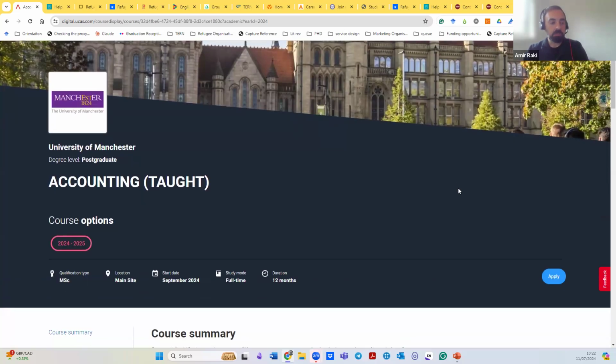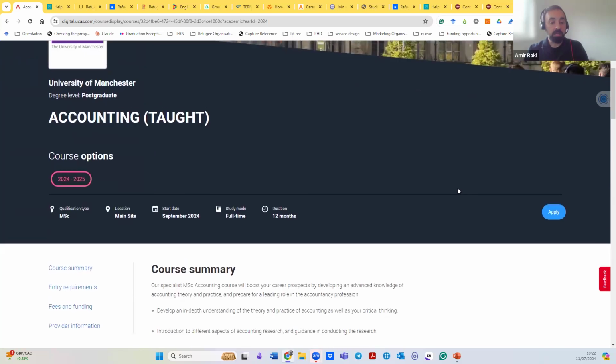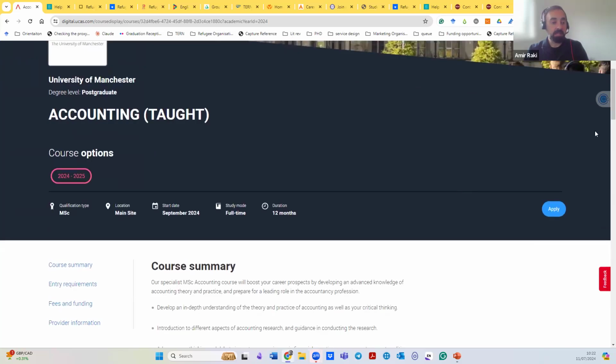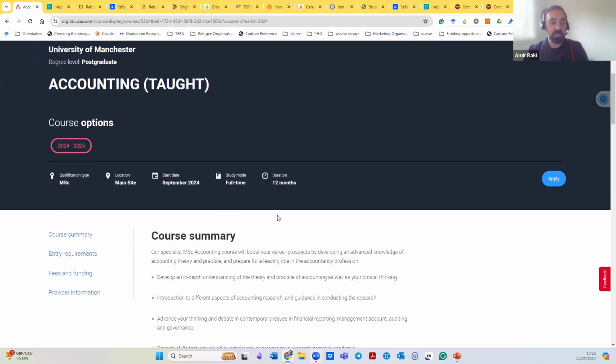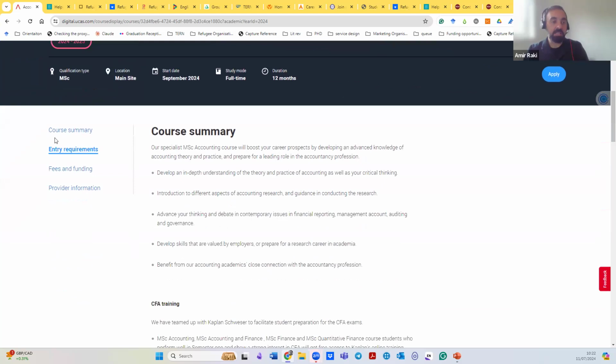Okay, so the course starts. This is for this year, 2024-25. It's an MSc in Manchester. September 2024. It starts in a few months. It's full time and it takes 12 months. And here, from the menu in the left column, you can find more information about what the course is about, the entry requirement, fees and funding, and information about the university itself.